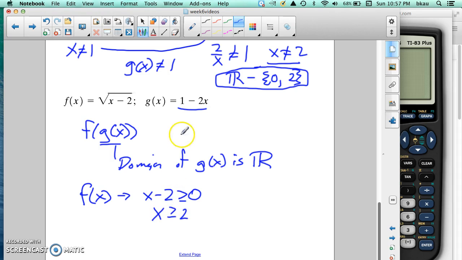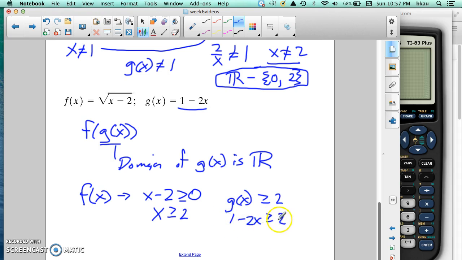Now that's what our value g has to be. It has to be bigger than that. So what we would do is take our g of x, because g of x is what's inside, and we know that the inside function has to be greater than or equal to 2. We would take the g of x function, g of x has to be greater than or equal to 2. Because g of x is on the inside, and we're saying that that x value has to be greater than or equal to 2, that means the g of x value has to be greater than or equal to 2. So we just take 1 minus 2x greater than or equal to 2 and solve that.